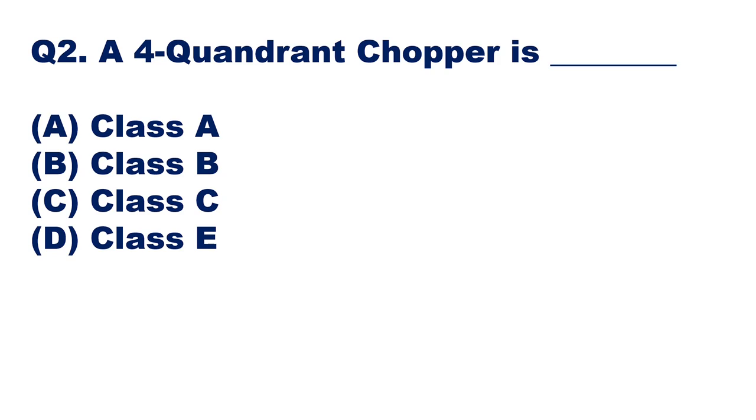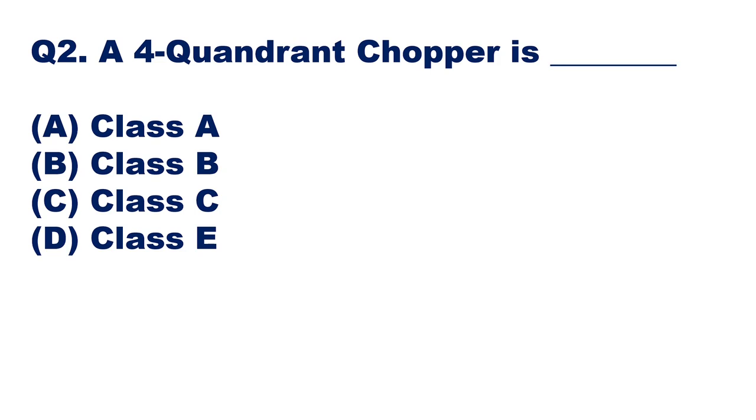A 4 quadrant chopper is dash. Options are class A, class B, class C and class E. Now here, if you remember what is a chopper, a chopper is a device which converts fixed DC to variable DC. Due to the unidirectional conduction of diodes, the operation of an ideal chopper is restricted to certain quadrants of the output current voltage plane. Accordingly, choppers are classified as single quadrant chopper, 2 quadrant chopper or 4 quadrant chopper.